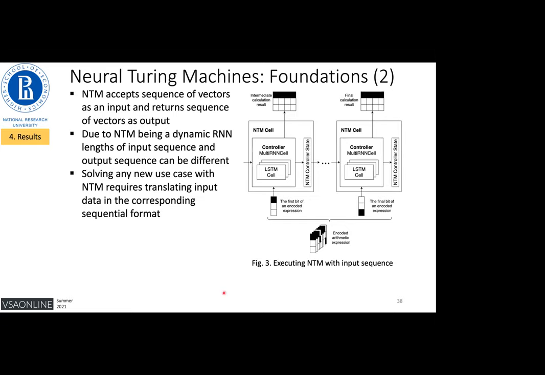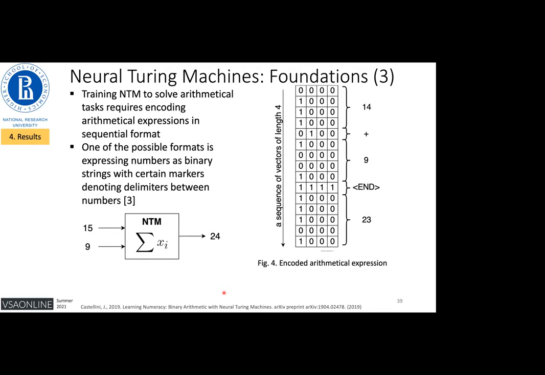So in order to solve the new use case with an NTM, we need to translate the input data into the corresponding format. In our case, once we decide to make the aggregation, we express it according to the well-known rule when we represent our arithmetic expression like this. We express it by using a binary string. Here it is: the first column is a binary string in little endian format, while other bits are allocated for the markers. For example, this plus is represented as one in this channel, and so on. So this is a way of encoding the arithmetical task and feeding it into the neural Turing machine.